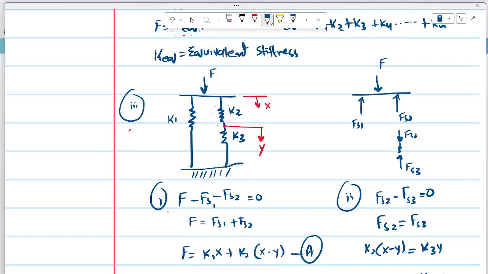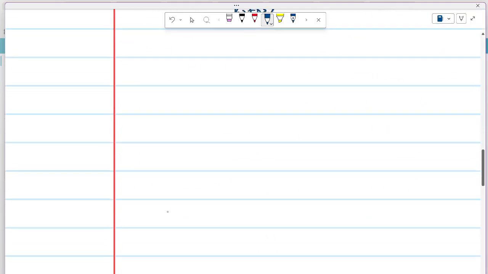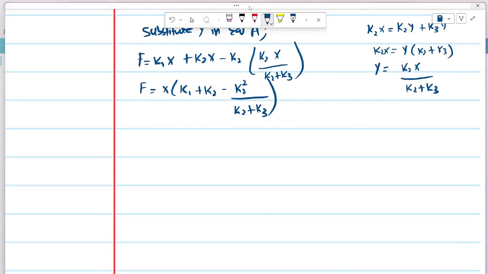This is how you can do a similar thing for the damper. Let's say you have a parallel damper.